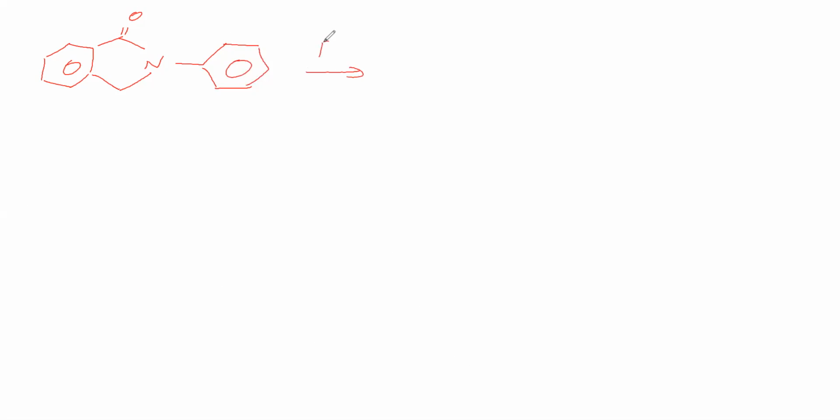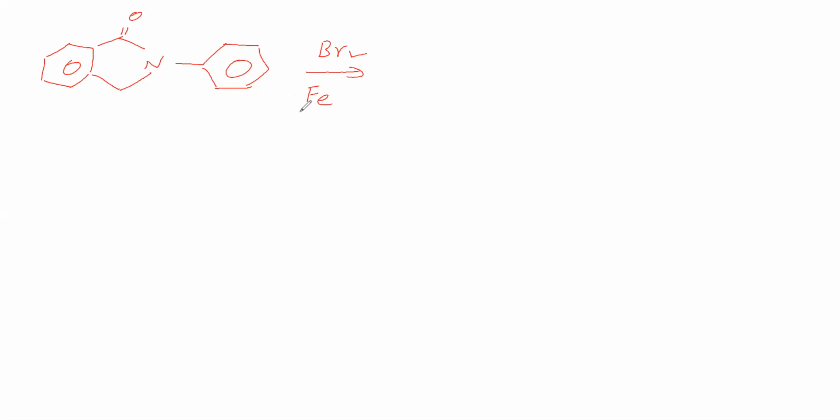Then it is treated with bromine and iron. Bromine and iron, in the sense, here an electrophile is created. The electrophile is Br plus. So with the electrophile Br plus, this phenyl ring will go for electrophilic substitution.